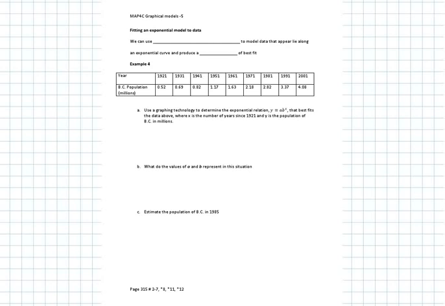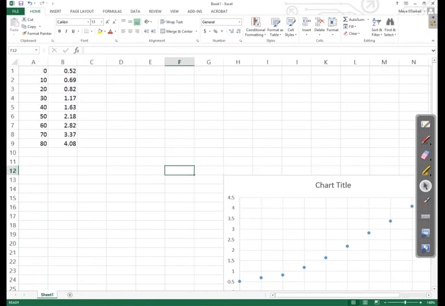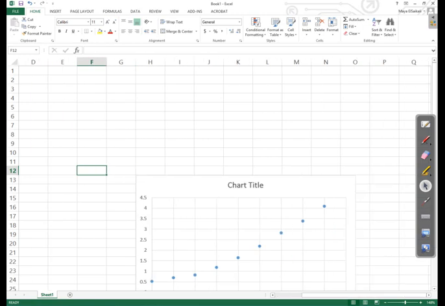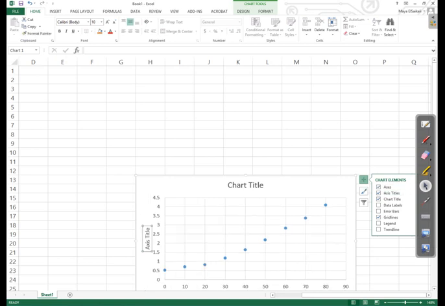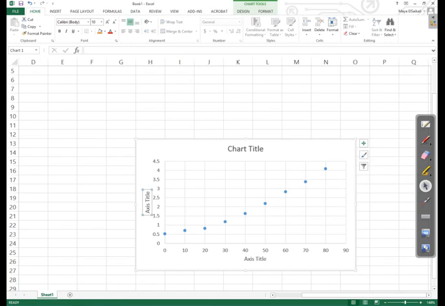Okay, so when we enter the information, for example, number 4, which is the year starting at 1921 as your year 0, 1931 as your year 10, and so on and so forth. So we entered this in Excel, and we got the following graph. Remember that the years were 0, 10, 20, 30, 40, and then the population is in millions. So remember that you need to include axis titles on your graph and make sure that your units are on the axis title. So this is going to be BC population in millions.